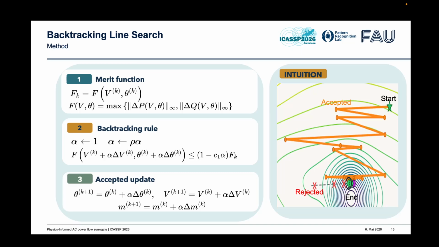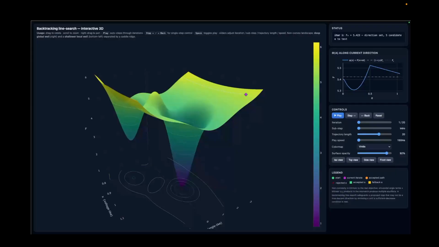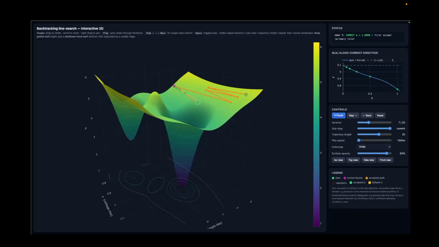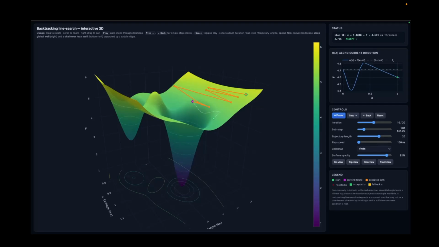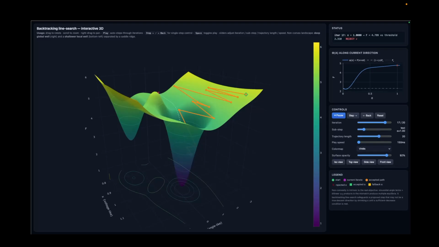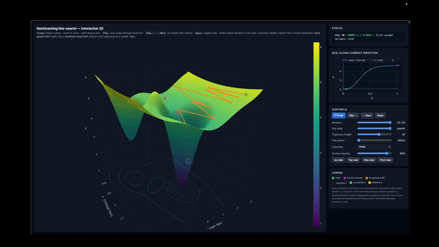And this is the visualization of the 3D space of the merit function, showing how each message passing step k is corrected by the line search operator. As you can see, we try a few steps and reduce the step size, and it eventually goes through the minimum of the merit function by iterating each message passing step k. Yeah, so we reach the minimum point.